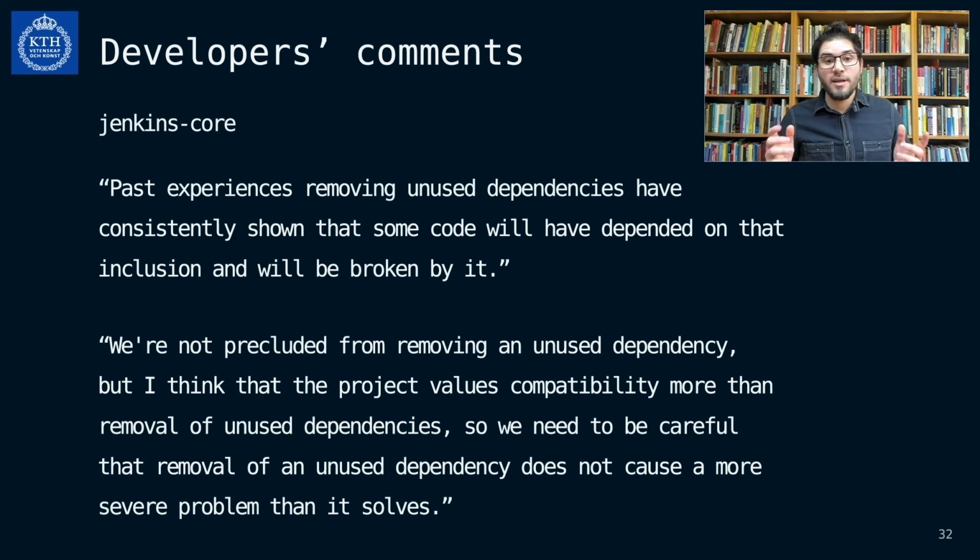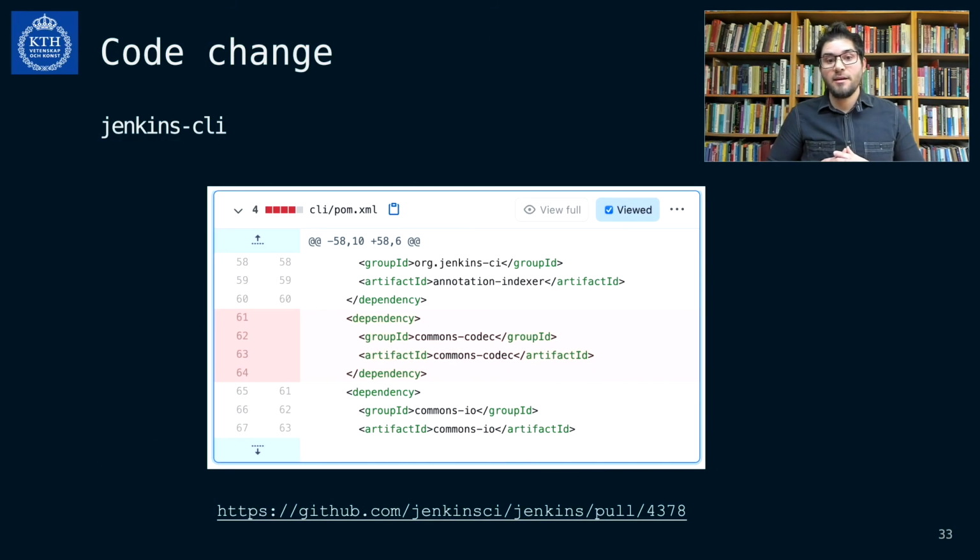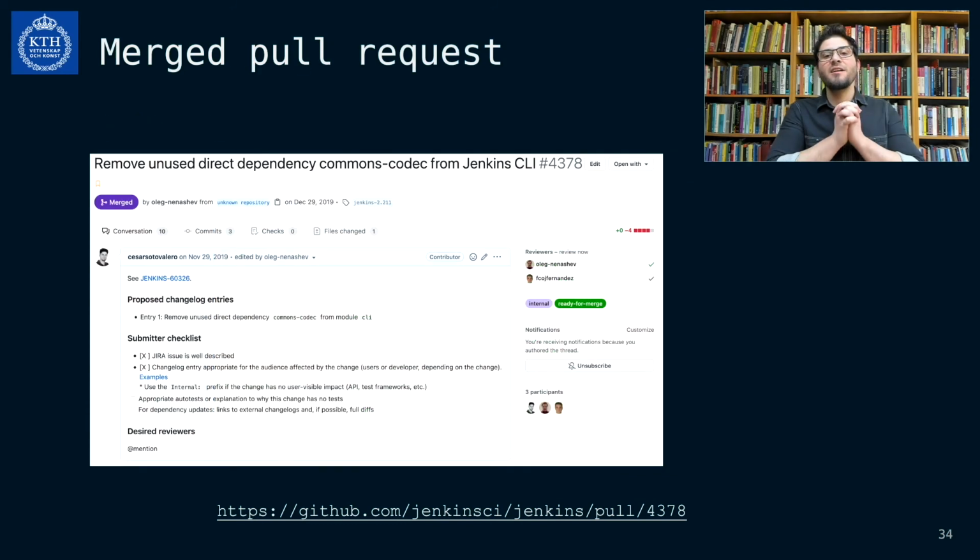With respect to the bloated dependency that we found in Jenkins CLI, this is the exact code change that we proposed in the POM of this module. It is basically the removal of commons codec. And this change was accepted and merged by developers of Jenkins CLI after a while.